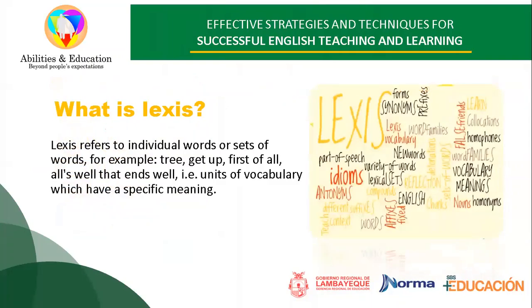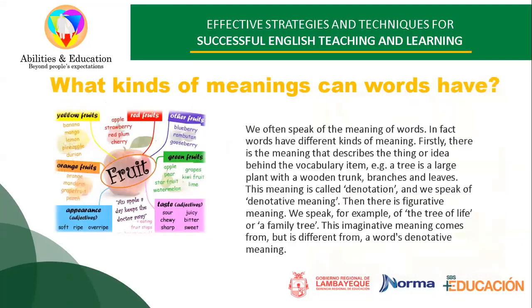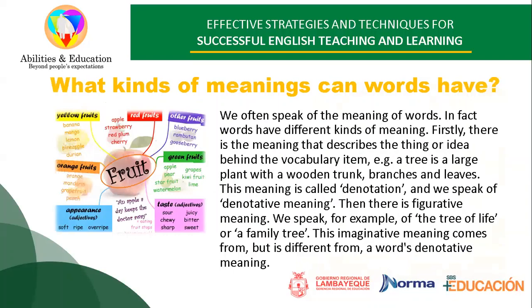Lexis refers to individual words or sets of words. For example, tree, get up, all's well that ends well. These are units of vocabulary which have a specific meaning. We often speak of the meaning of words. In fact, words have different kinds of meaning. Firstly, there is a meaning that describes a thing or idea behind the vocabulary item. For example, a tree is a large plant with a wooden trunk, branches, and leaves. This meaning is called denotation, and we speak of denotative meaning.